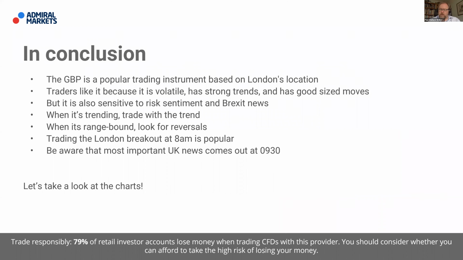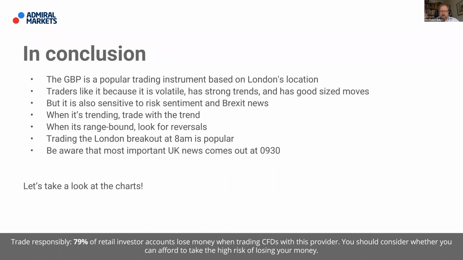So, in conclusion, ladies and gentlemen, the pound sterling is a popular trading instrument based on London's location and the time zone. Traders like it because it's volatile, it has strong trends, and it can have very good-sized moves. But you have to realize it's also sensitive to risk sentiment and Brexit news. When it's trending, trade with the trend. Don't try and fight it. When it's range bound, then maybe look for reversals or mean reversion trade opportunities.